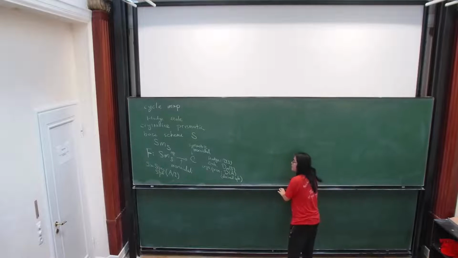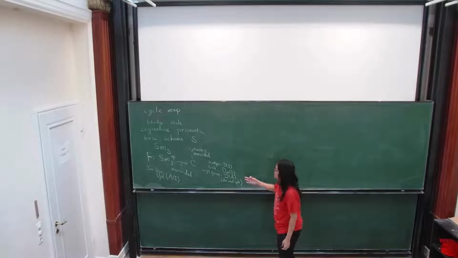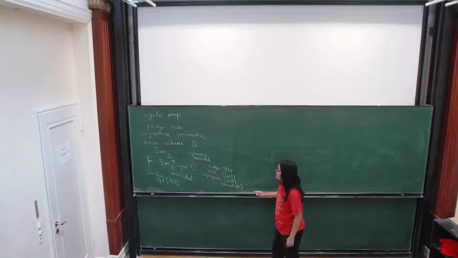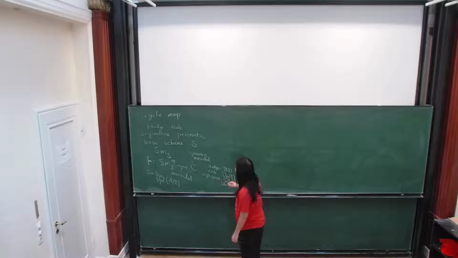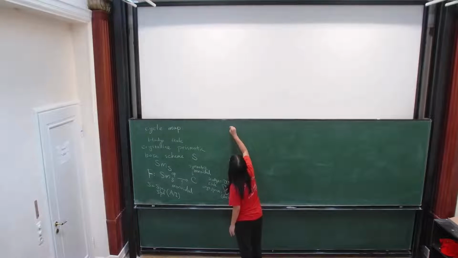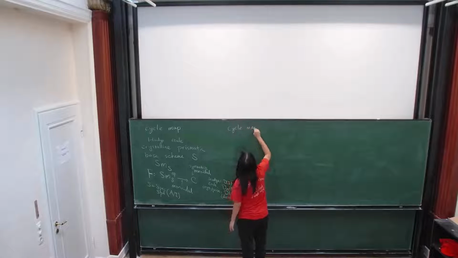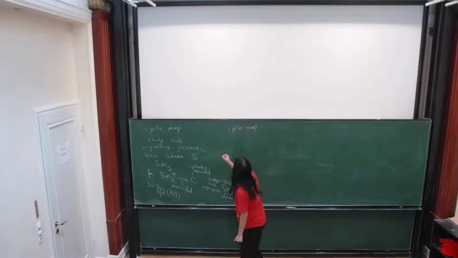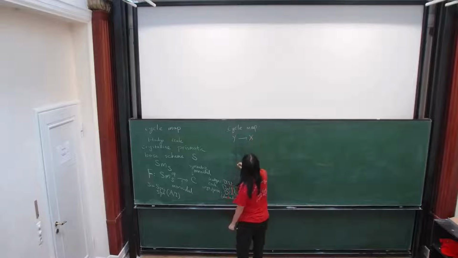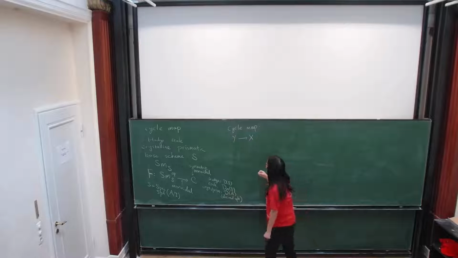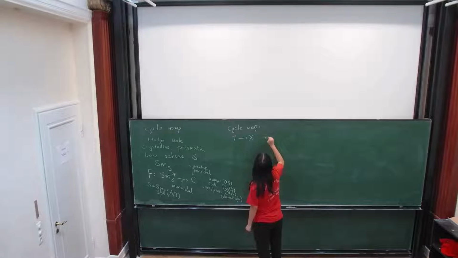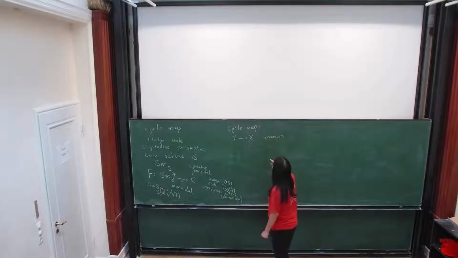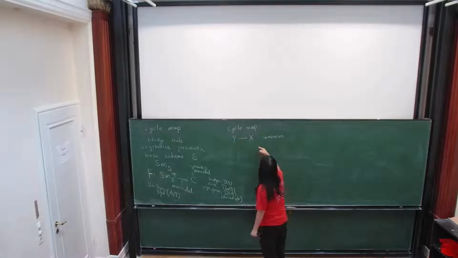And my way to construct this cycle map. Okay, so maybe I should first say what the cycle map is. The cycle map here will be for Y mapping to X, a map in this category which is an immersion. I will say closed immersion, and it's automatically regular since Y and X are smooth.